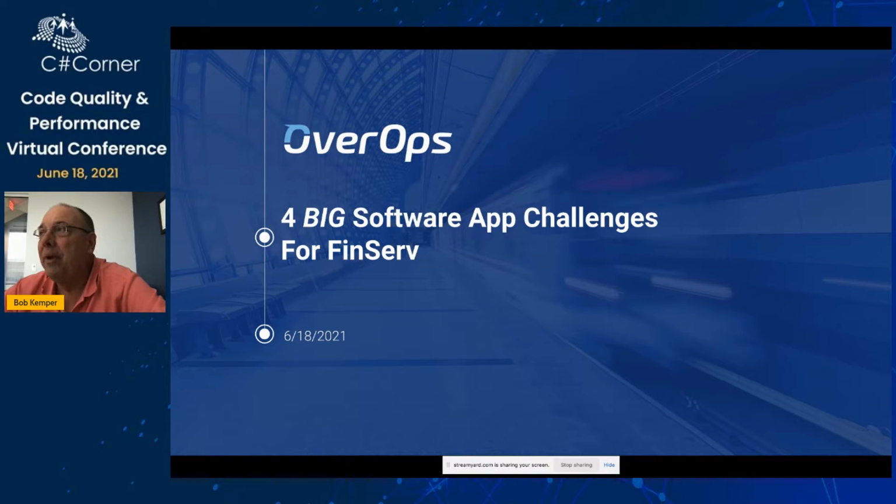This is called the 4 big software app challenges for financial services. In reality, it's just some macro trends that we see in the industry overall today. When we think about it in terms of financial services, it's mostly because of the impact on these financial services and these applications, as they're moving things faster and faster, the impact to the global economy as well as to the businesses themselves is really tremendous. So that's really what our focus is.